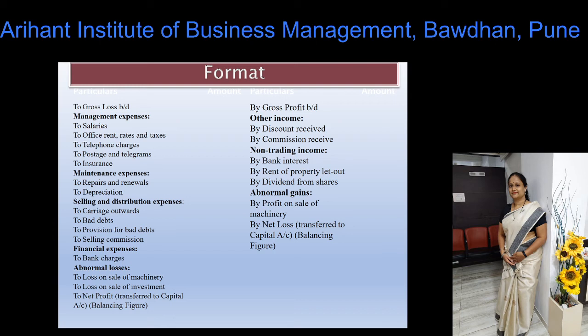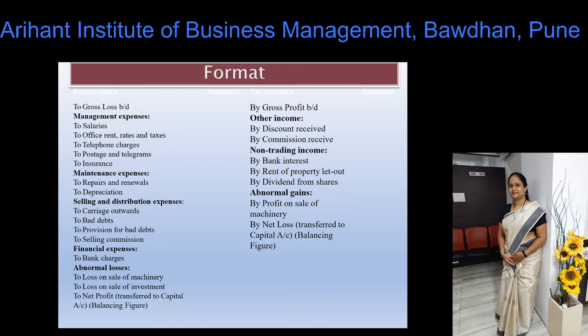And carriage outward means you need to make your finished product available to the marketplace. So that amount you are investing in making your finished goods available to the market. So these are indirect expenses, and they come under the profit and loss account. I hope you understand. All these terms I have explained previously: what is depreciation, what is bad debt. So all these are expenses and losses which are indirectly related, not directly related, and they come to the profit and loss account.